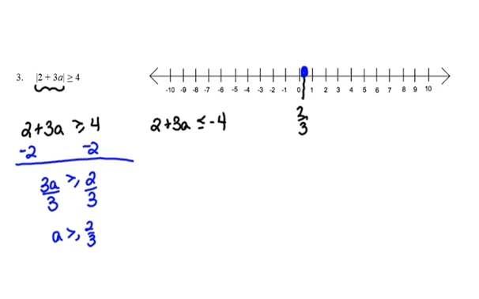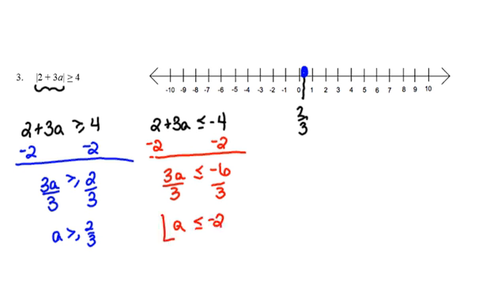Now for our second equation, subtract the 2. 3a is less than or equal to -6. Divide by 3. And a is less than or equal to -2. Now find -2. And that also would be a closed circle.